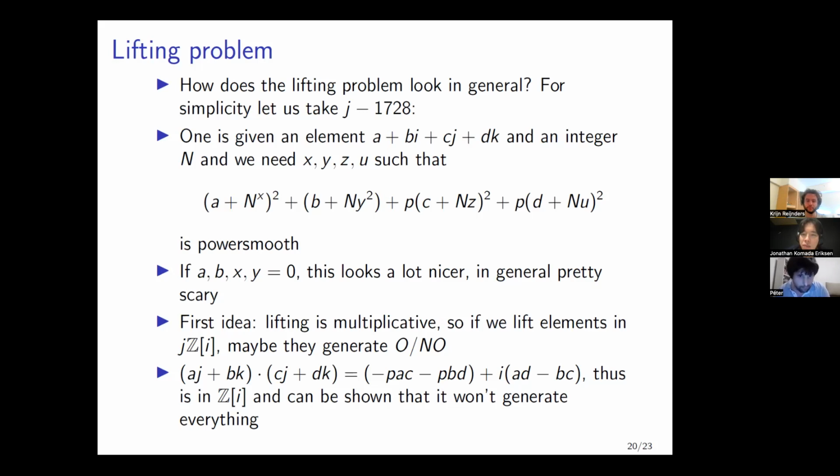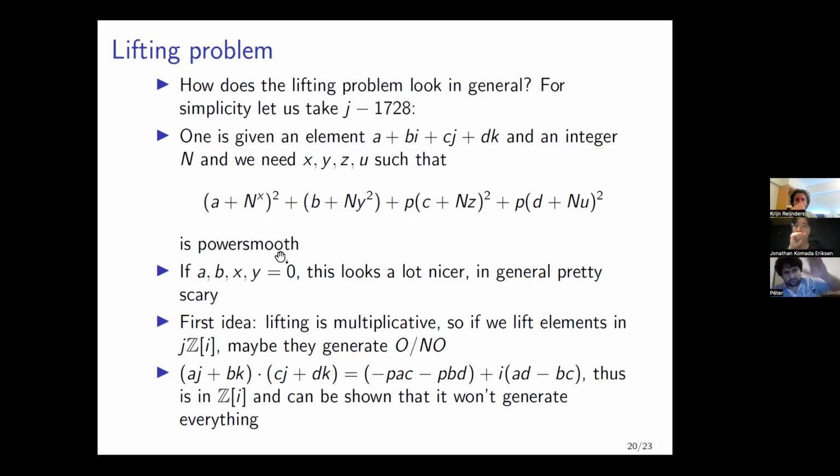I mean, but of course, if you take A and B to be 0 and X and Y to be 0, it's a lot less ugly. J times... so it becomes a lot less ugly. Yeah, I'm kind of curious why that isn't actually divisible by P then.